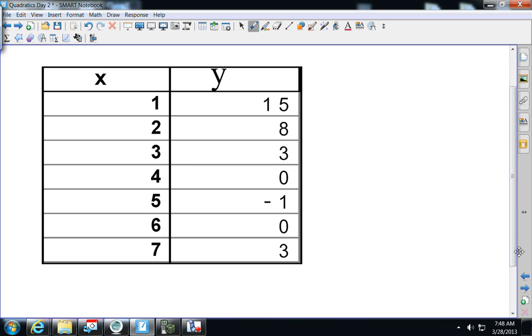All right, what if we see this? We see a table. Write down your solutions. Tell me how many there are and write them down.